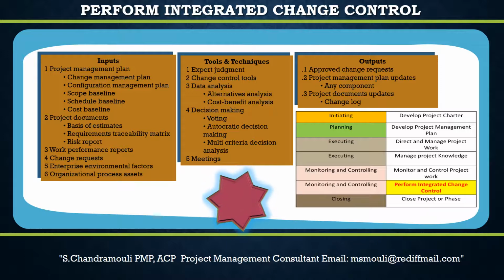Perform Integrated Change Control process is performed from project inception through completion. It includes the following change management activities. 1. Identifying that a change needs to occur or has occurred. 2. Influencing the factors that circumvent integrated change control, so that only approved changes are implemented. 3. Reviewing and approving requested changes.